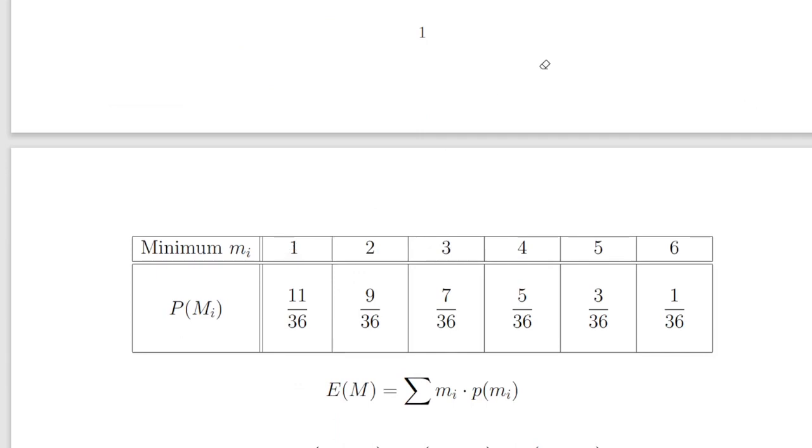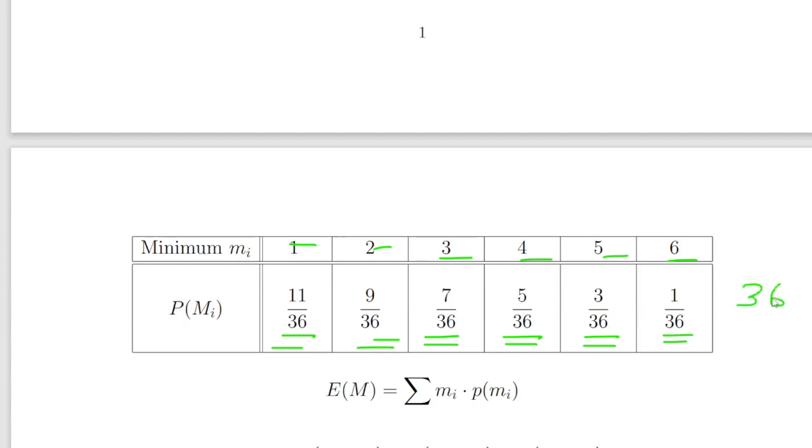So here is the possible values of the minimum. 1, 2, 3, 4, 5, 6. And this is the corresponding probabilities. Now, just as a quick remark, we are assuming that each of the possible values of both dice are equally possible. So that's 2 fair dice in all of these cases. So that is the corresponding probability for each value of m. 11 over 36, 9 over 36, 7 over 36, 5 over 36, 3 over 36, and 1 over 36.